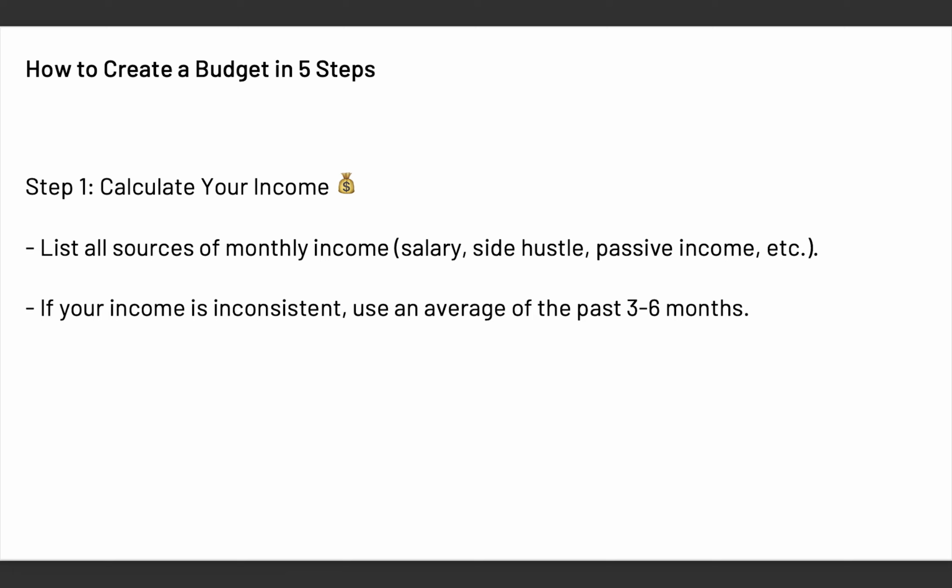Now, if your income is inconsistent, that is, if you make different amounts of money every month, then you can use an average of the past 3 to 6 months. Just calculate how much you've made in the last 6 months and take the average. That's just what you need to do. So first, know how much you are making. So once you know how much you are making, that is a very big step, and that is the first step to create a budget.